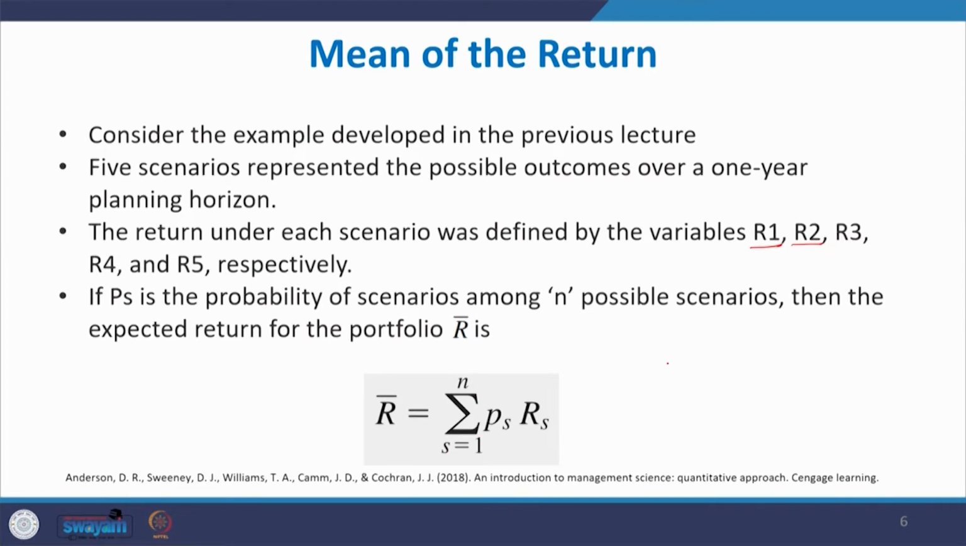So, there are 5 scenarios. So, what will happen? This will be P1 R1 plus P2 R2 plus P3 R3 plus P4 R4 plus P5 R5. This P1 represents the probability of scenario 1, P2 represents the probability of scenario 2. So, we are giving the common name P_s, the probability of a scenario. R_s is the corresponding return if that scenario occurs.